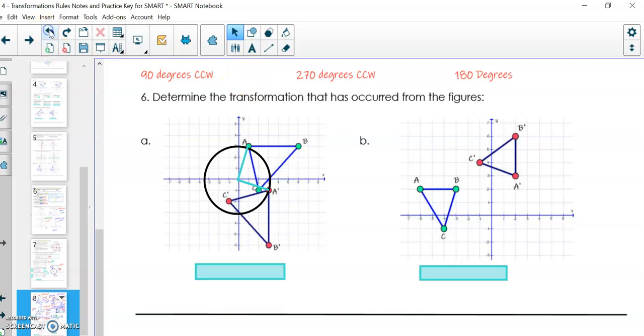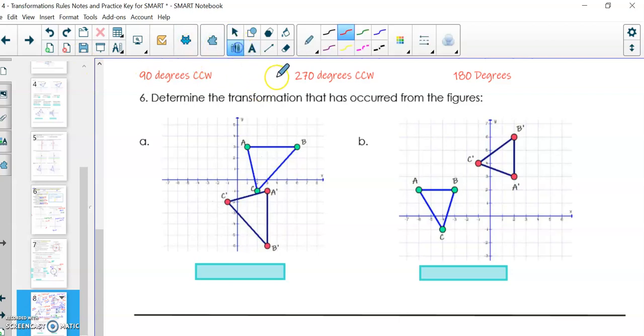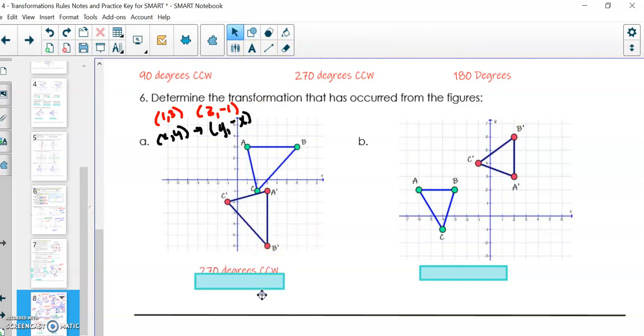We don't have to do it that way. A great way is to compare the coordinates. So the coordinate for A is 1, 3. And the coordinate for A prime is 3, negative 1. So just like we did earlier, what's the rule? Well, they've changed the order, and which one has had the sign change? X did. So x, y became y, negative x. And that is our rule for 270 degrees counterclockwise.